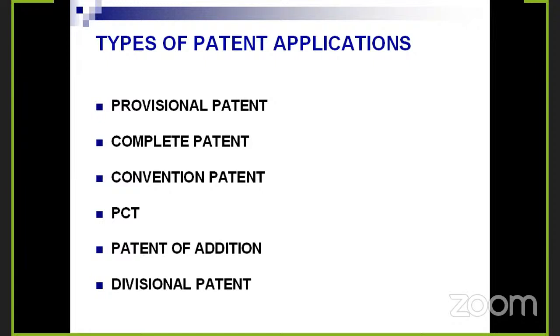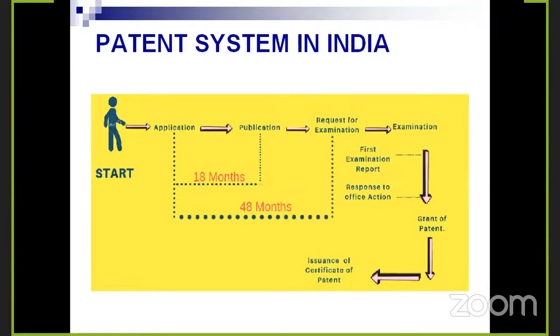So depending upon where you are in your research, what kind of invention you have, and whether you feel it's complete or not, you can choose from filing a provisional patent or a complete patent, and later on you can file a division or a patent of addition also. So let's just quickly discuss the patent system in India.